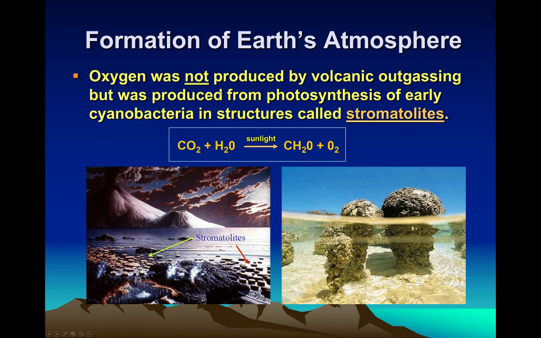As this says, oxygen was not from the early volcanic outgassing. This happened over time. We talked about this in the early first quarter, I think, where the oxygen was created by early living things undergoing photosynthesis. These living things were cyanobacteria, early bacteria, in these large built-up structures that were made of both rock and organic material, stromatolites.